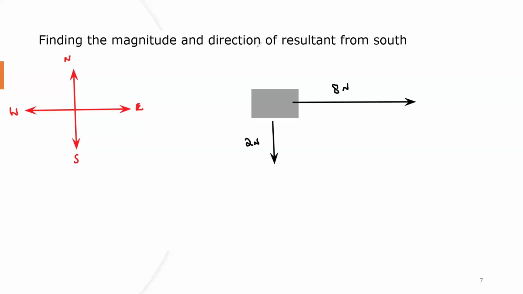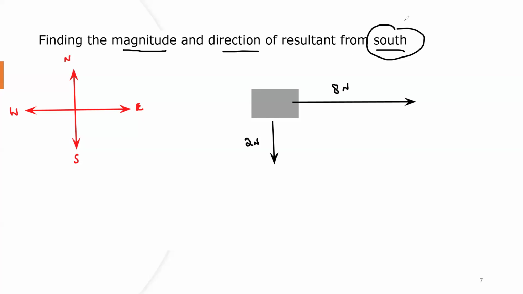Finding the magnitude and the direction of a resultant from south. Whenever you see two vectors are perpendicular, you have to draw them. Which one should I draw first, 8 or 2? 2. Why 2? Because I need the direction from the south, so that is the vector I should draw first. The vector which you want the result direction from, you should always draw first.